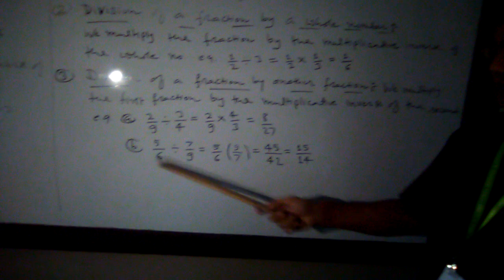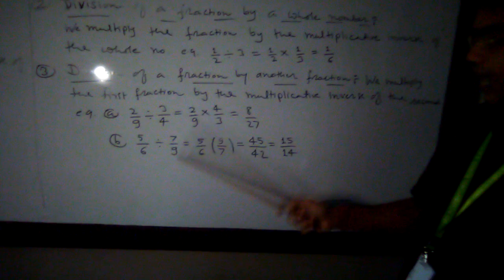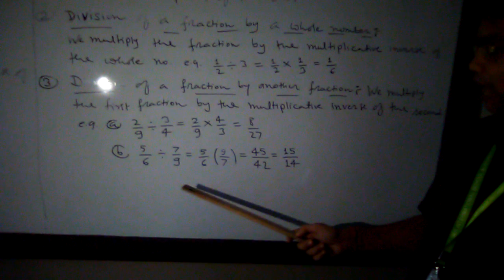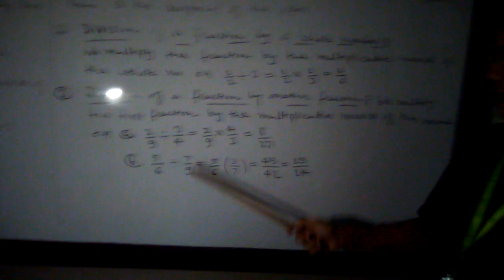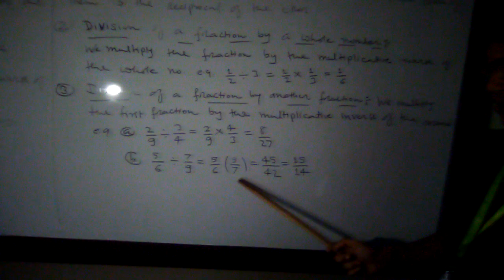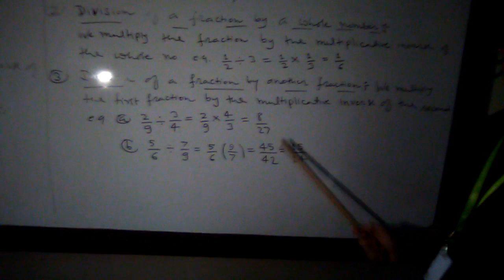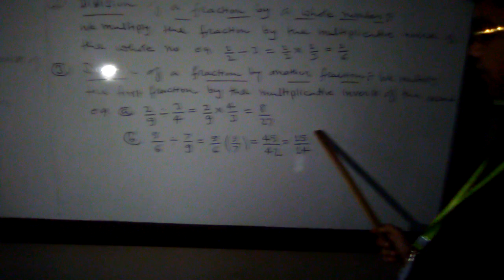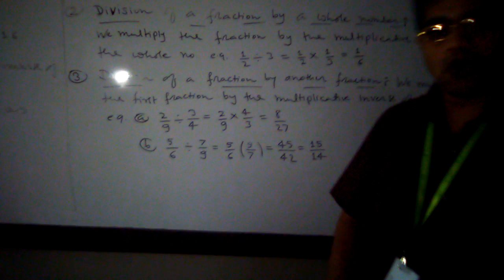Similarly, in the second example, see, we are dividing fraction 5 by 6 by another fraction 7 by 9. As per our rule of division of a fraction by another fraction, this division will get replaced by multiplication and 7 by 9 will get replaced by 9 by 7. Finally, after multiplication we will get 45 by 12 and after cancelling the common factors, it will further simplify to 15 by 14. I hope you all understood.